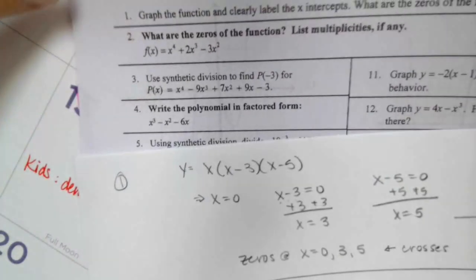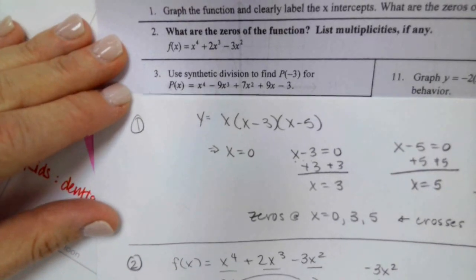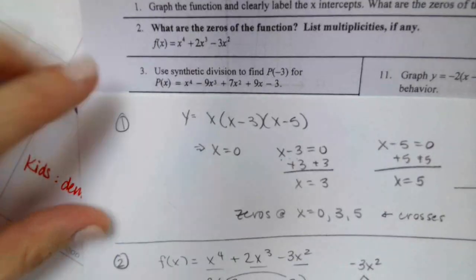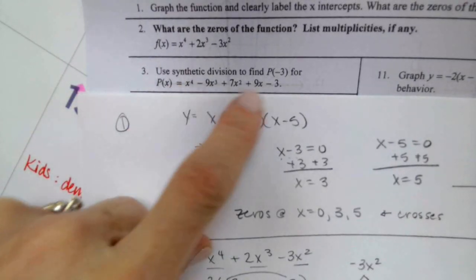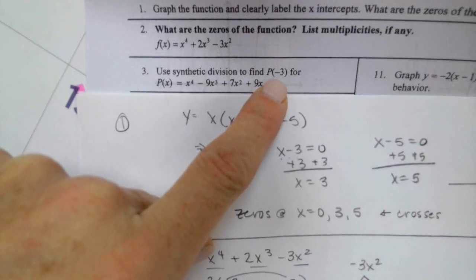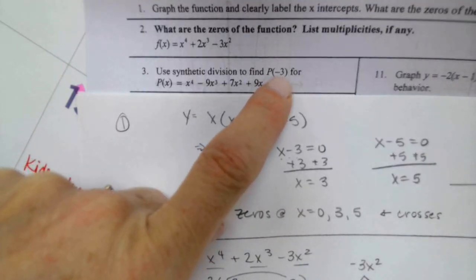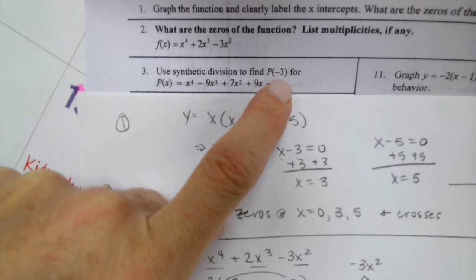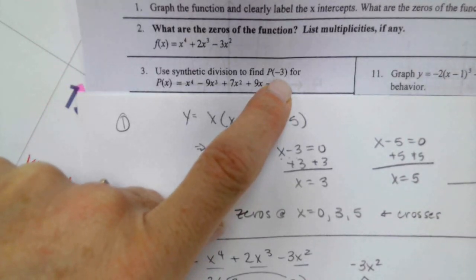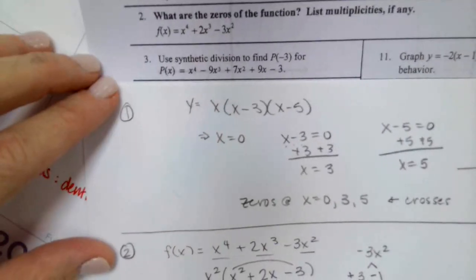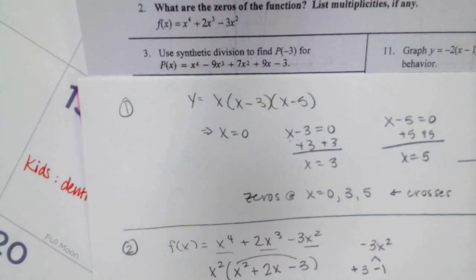Number 3, use synthetic division to find p of -3 for that expression. So we're being told to use synthetic division to find p of -3. That means this is the 0. We do not have to take the opposite sign. It's not an expression. It's just the 0. So I'm going to write this down here and then bring that up.